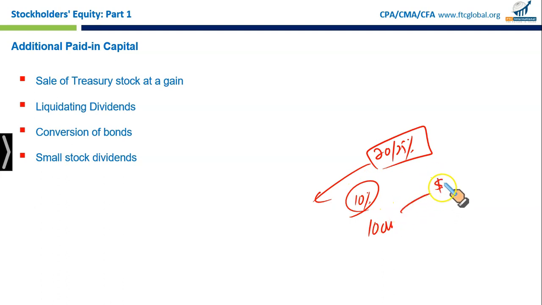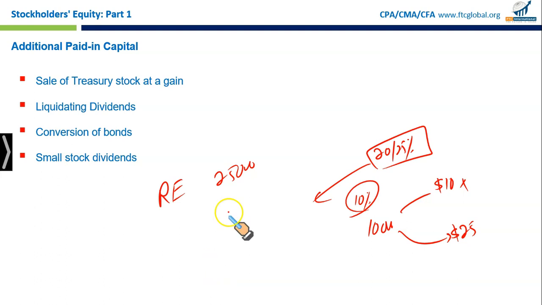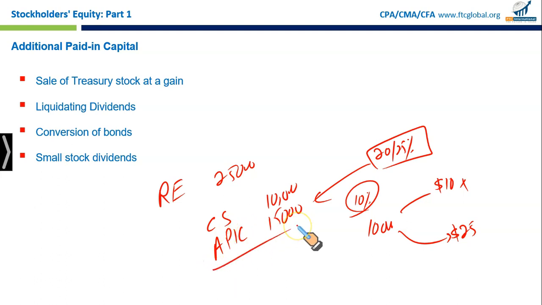The par is $10, but the market price at the date of declaration was $25. What you do? You debit your retained earnings 1,000 times 25, not par. 1,000 times 25, you debit your retained earnings, $25,000. You credit your common stock with par, 10 times 1,000, that is 10,000. The 15,000 extra goes to additional paid-in capital. So this way, your additional paid-in capital account gets affected.